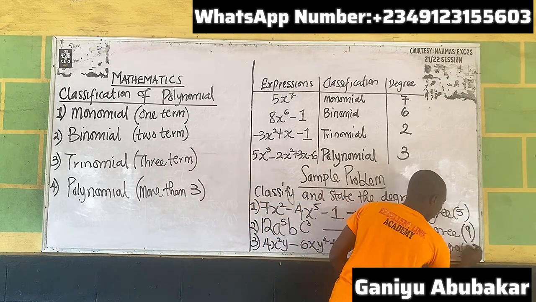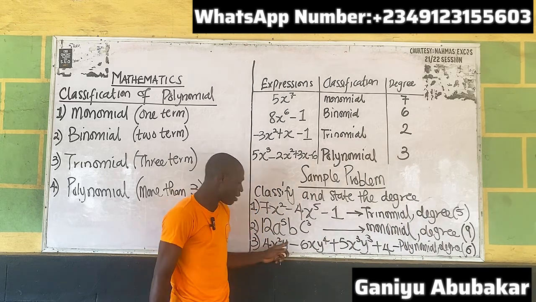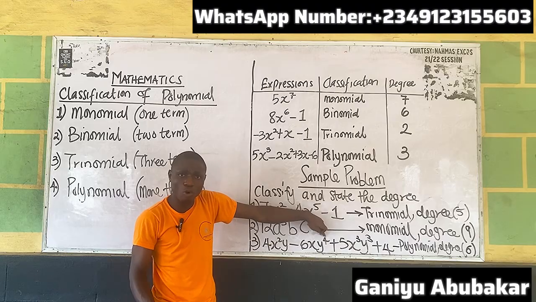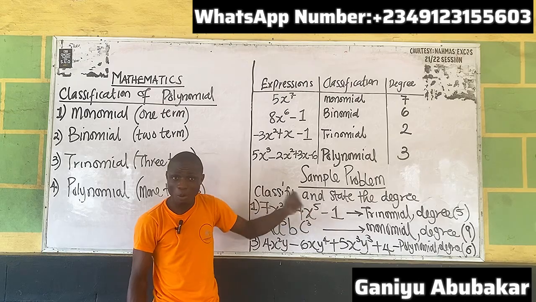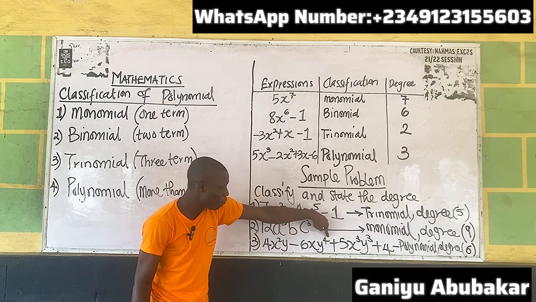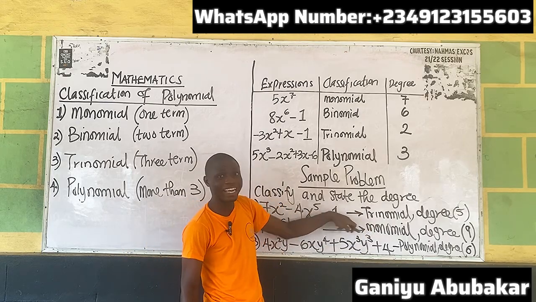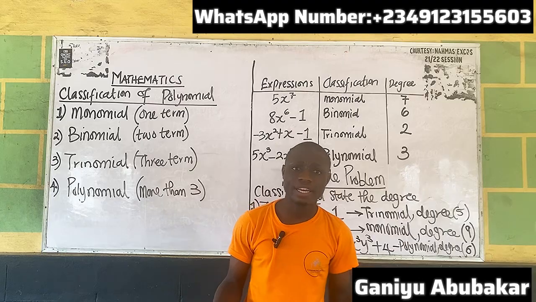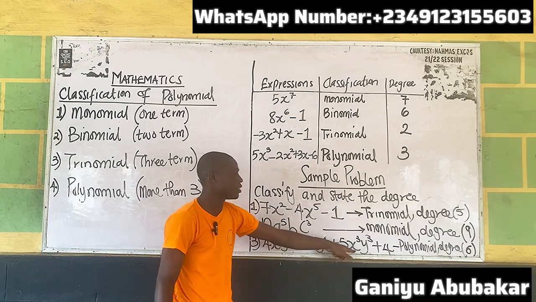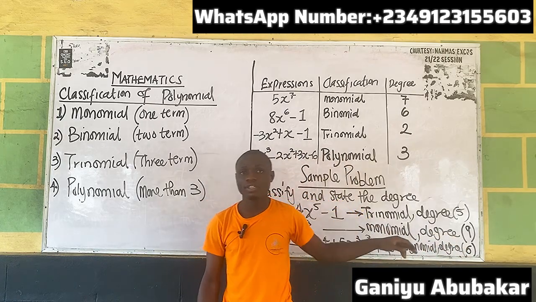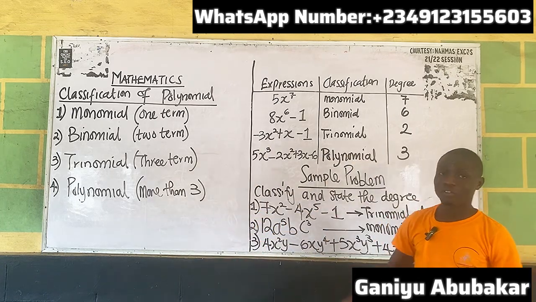So I'm having 6 here. If you observe normally, you see the 4 and confuse it, assuming it is the highest power, but no. Observe this: x is 1, y is 4. 4 plus 1 gives you 5, keep it pending. This one here, y is 3, x is 3, that gives you 6. Between 6 and 5, which is the highest? Highest is 6, and the rule says go with the one that has the highest. So the degree is 6. This is how you spot the classification of a polynomial and its degree.